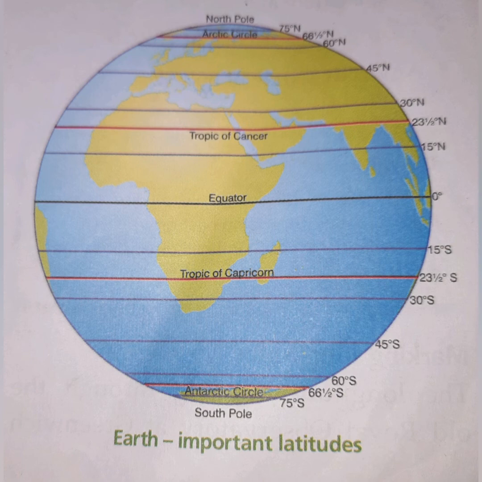Then go to the southern hemisphere, the lower side, and you can see the Tropic of Capricorn. It is at 23.5 degree S. Then we have a circle, the Antarctic Circle, and it is at 66.5 degree S. These are some more important lines of latitude that you can see in the picture.